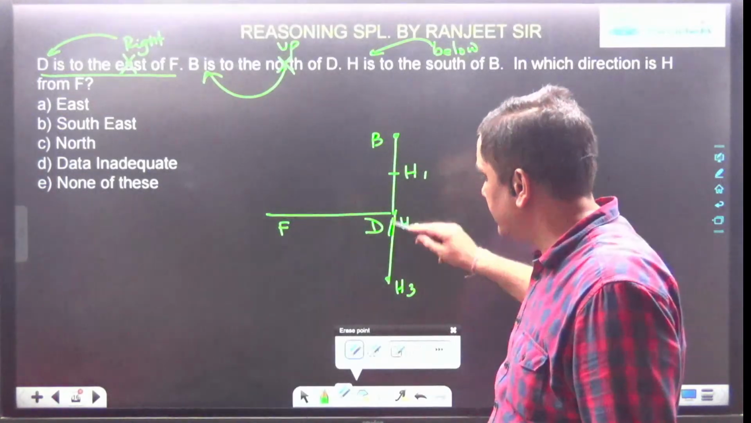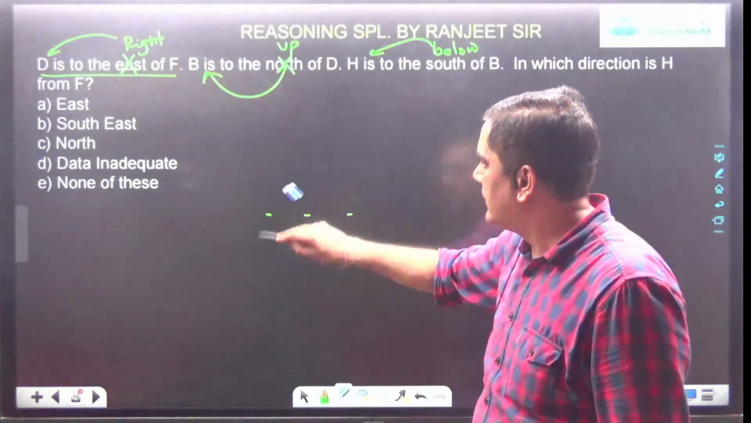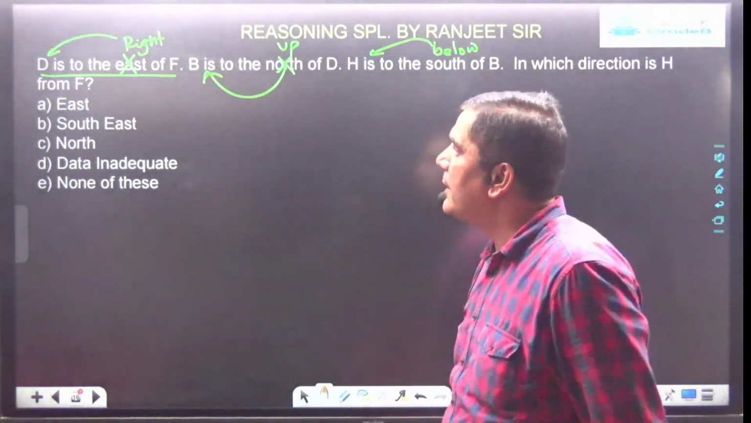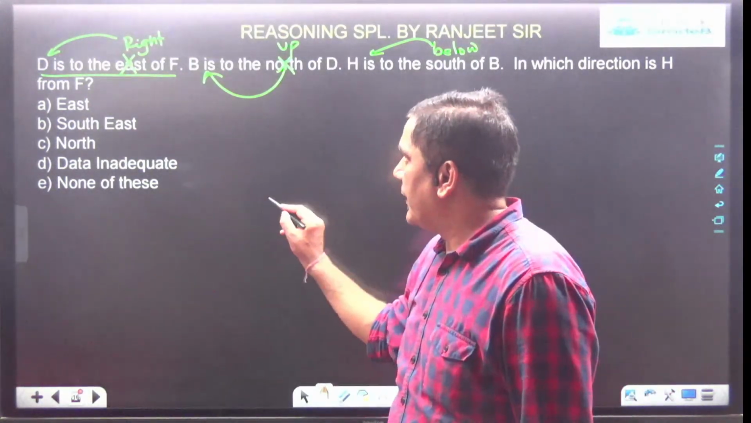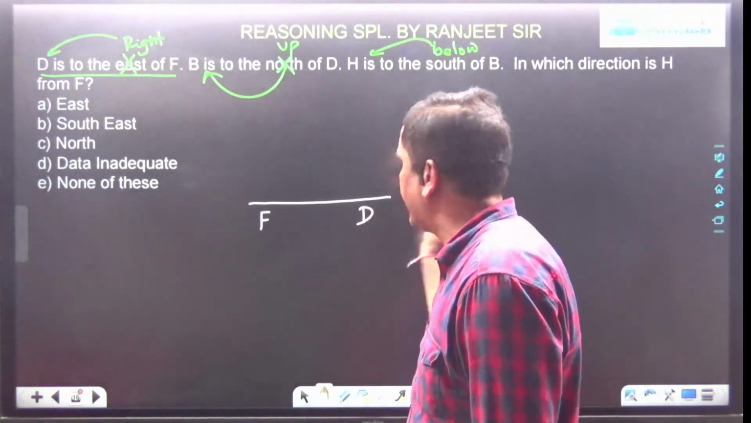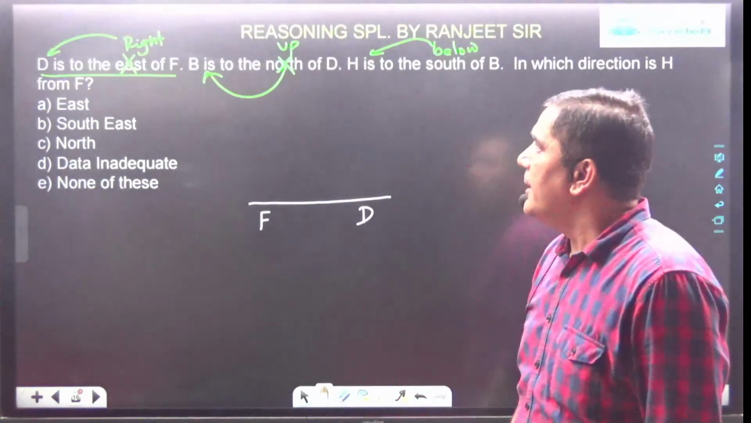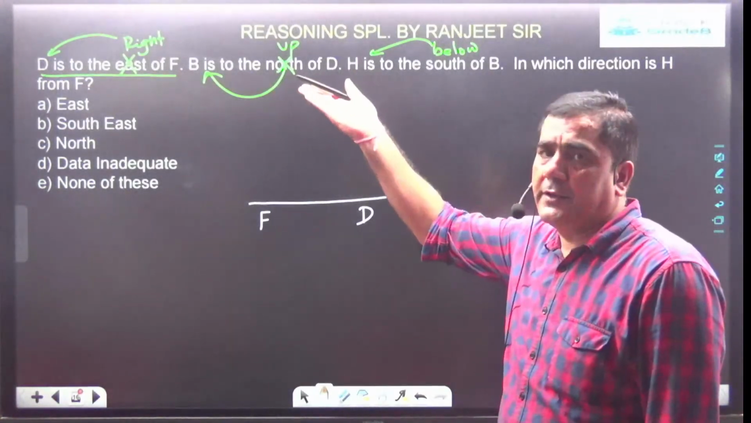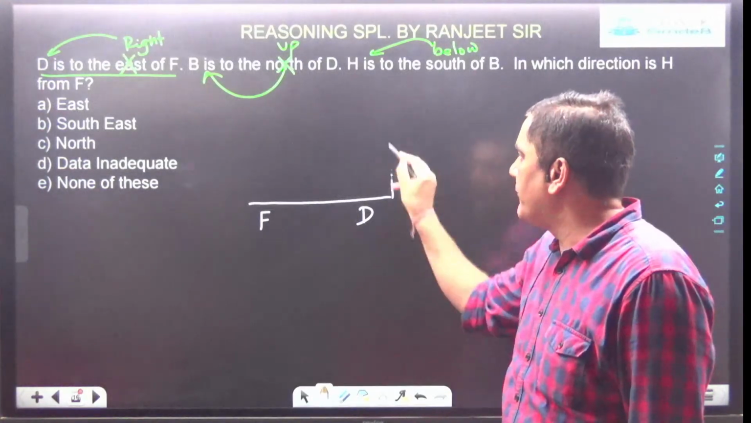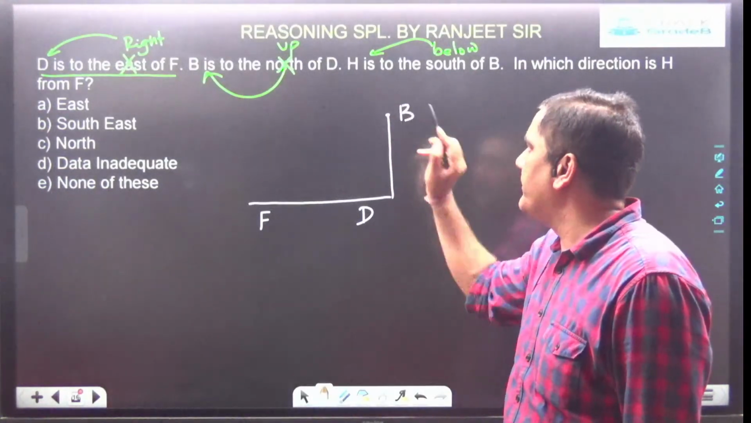I repeat, just see. The first statement they are saying is D is to the right of F. So if this is F, this must be D, right of F. Next one, B is to the up of D. So above D, it must be B. Above means anywhere, I can take this point as B.